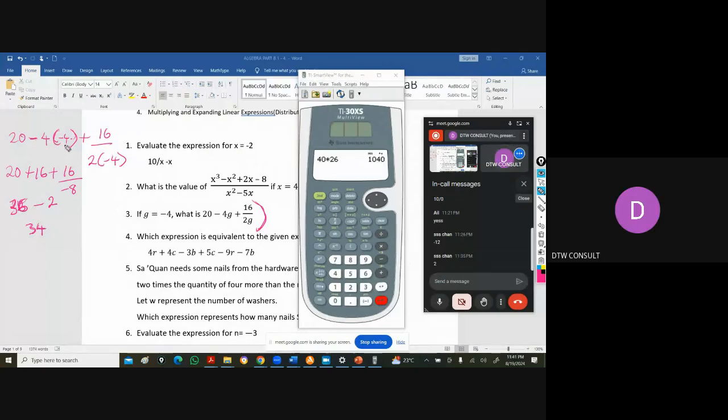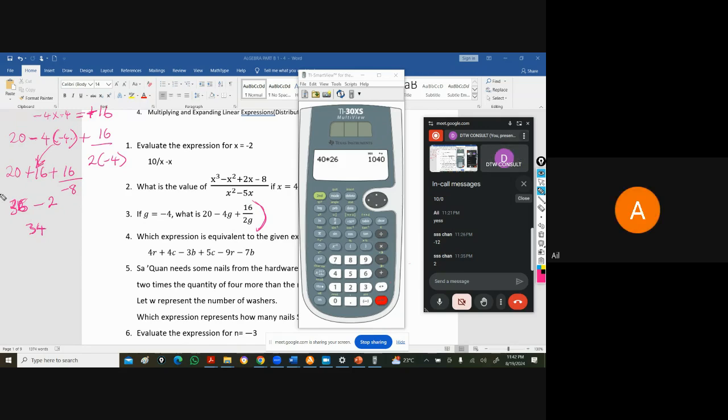Negative 4 times negative 4. Remember, when you have a negative times a negative, what do you get? No, 16. A negative times a negative is a positive. Remember your signs. In evaluating expressions and in algebra, your signs matter a lot. Negative times negative becomes positive, and 4 times 4 is 16. So that's how I got this positive 16 here.